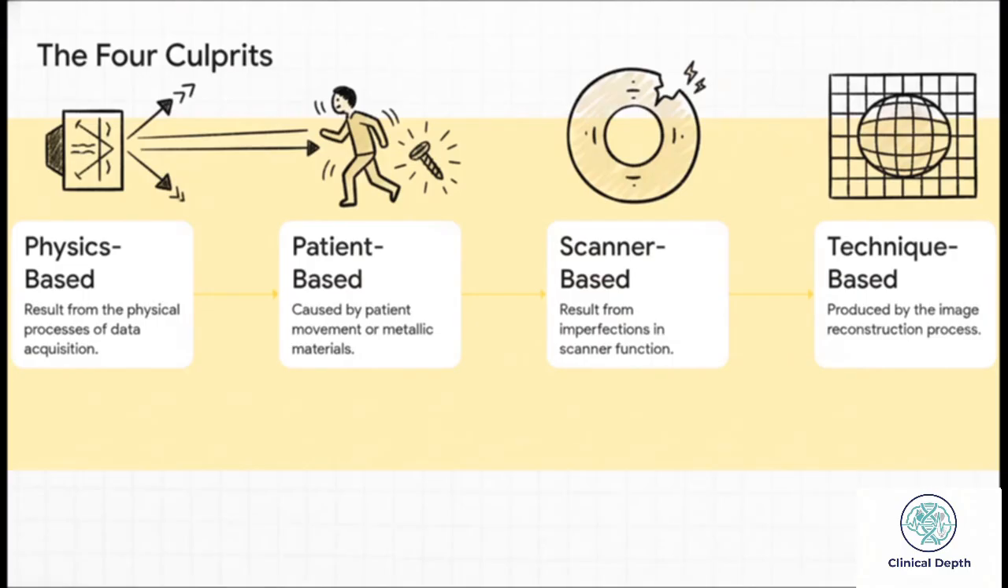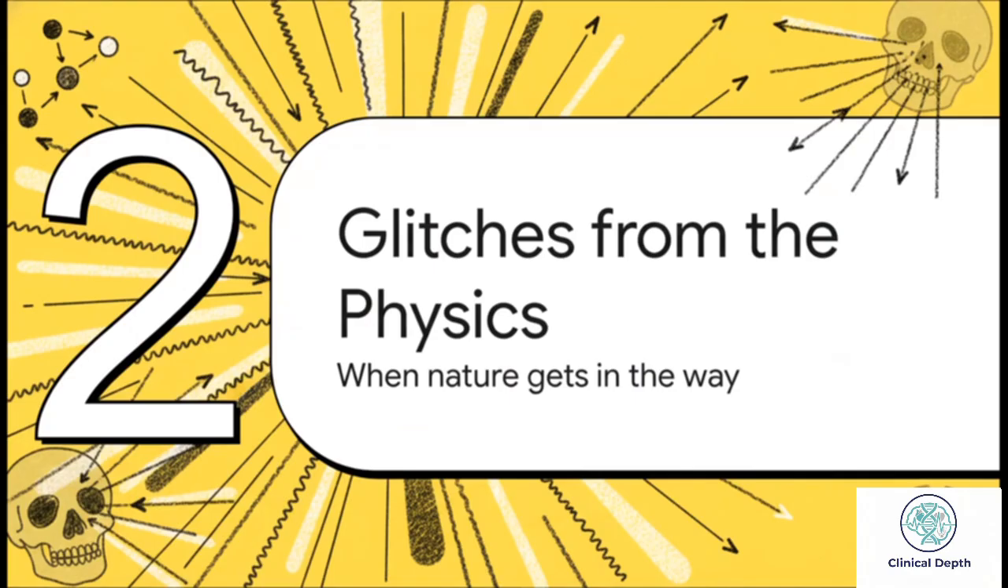And here's the interesting part. These errors aren't just random. They actually fall into four main categories, which gives us a great way to understand them. You've got artifacts that come from the laws of physics, some caused by the patient, others by the scanner itself, and even some that are side effects of the super advanced techniques we use today. So let's kick things off with the big one, maybe the most fundamental cause of all: physics-based artifacts. These happen simply because of the way X-rays and matter interact with each other. You just can't get around it.